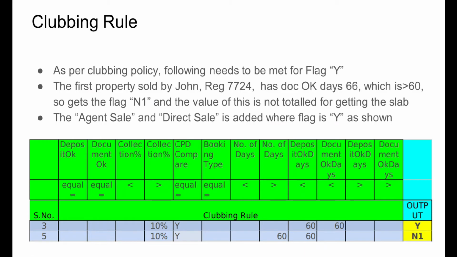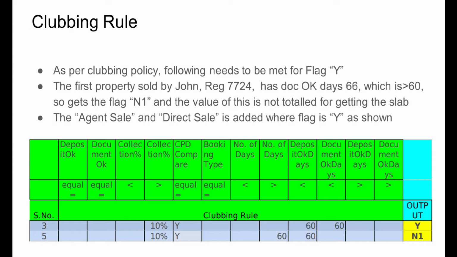Clubbing rule. As per clubbing policy, the following needs to be met for the flag. The first property sold by John, Reg 7724, has doc OK days of 66, which is more than 60, so it gets the flag N1 and the value is not totaled for getting the slab.